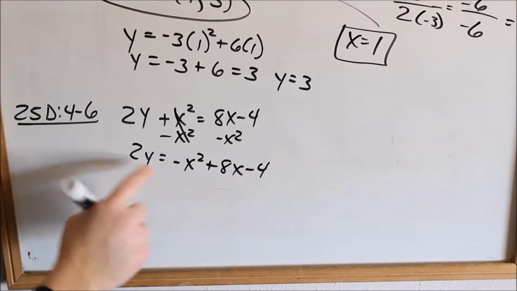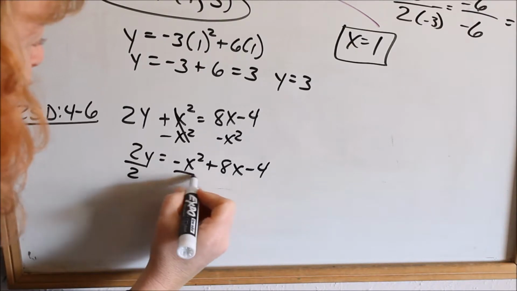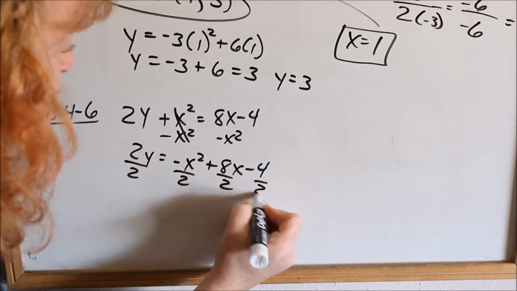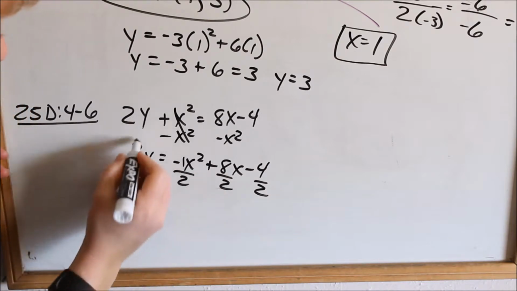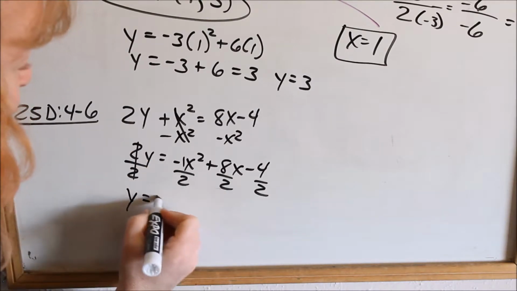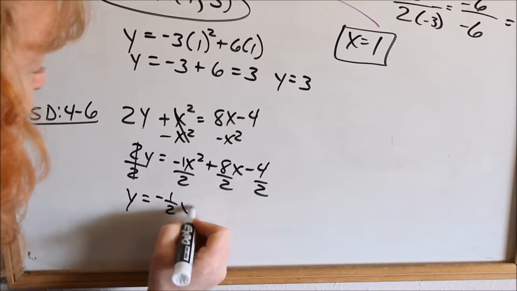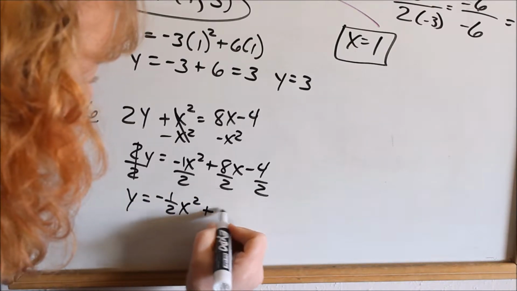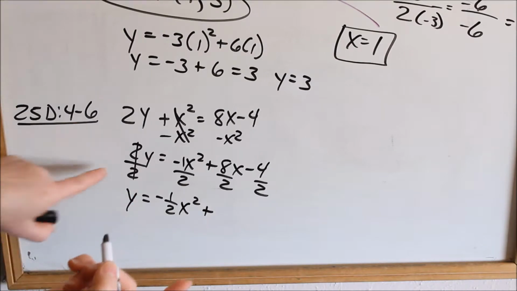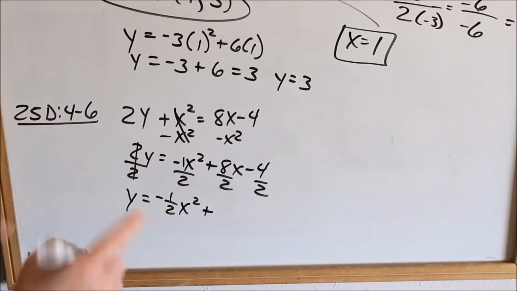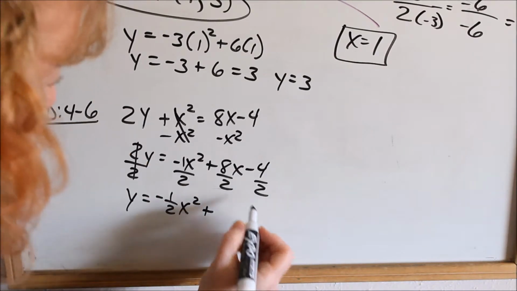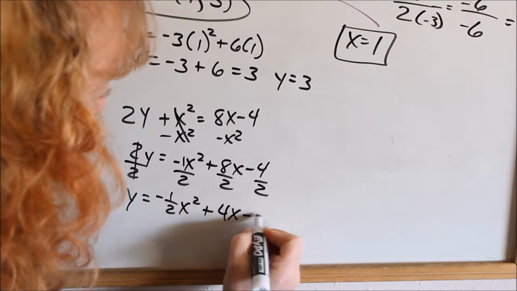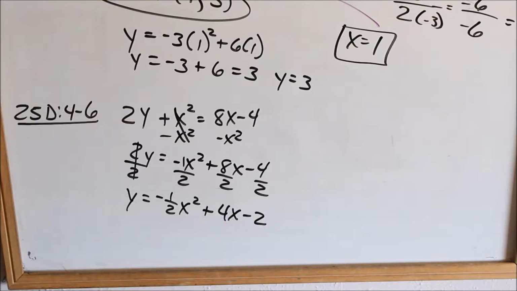Okay, now I need to divide everything by 2. This is like a 1 right there. So basically I have this negative 1/2 x squared, this negative 1/2 coefficient in front. I'm going to leave it as a fraction because if I go through and try to get rid of fractions, I end up with a 2 out here. So in some cases, you're just going to have to work with fractions. Okay, so this is my equation.